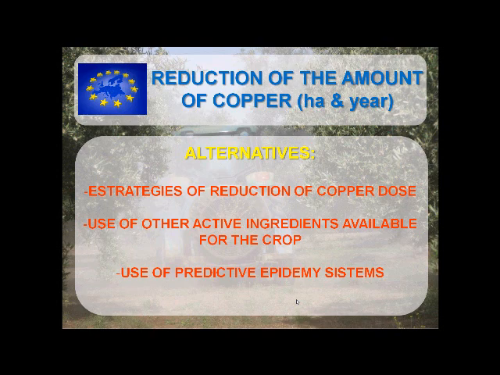In the near future, the European Union is going to establish a limit in the amount of copper applied per hectare and year. As alternatives, we can follow strategies of reduction of copper dose, use of other active ingredients, or use of a predictive epidemic system.